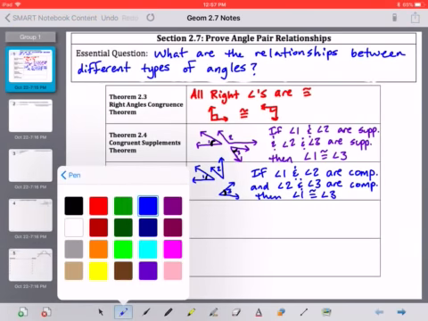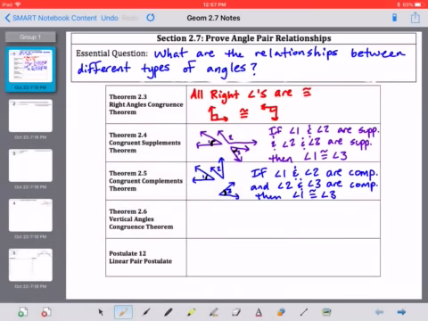All right, the next theorem is the vertical angles congruence theorem. We talked about this in Chapter 1, but it turns out that vertical angles are congruent. Vertical angles, remember, are when you have two lines that intersect. So let's say we have these, and we have angles 1, 2, 3, and 4. Angle 1 and 3 are congruent because they're vertical angles. Same with angle 2 and 4. That's an important one. We'll use that one quite a bit this year.